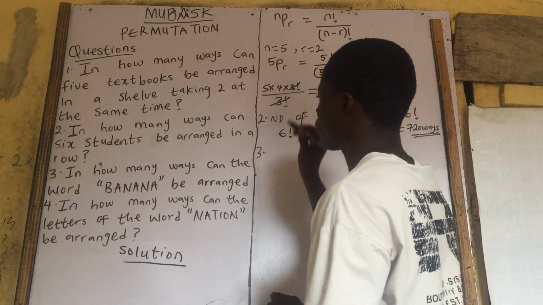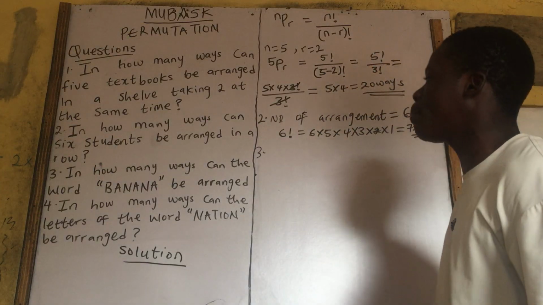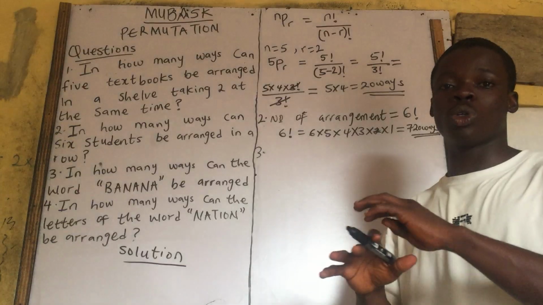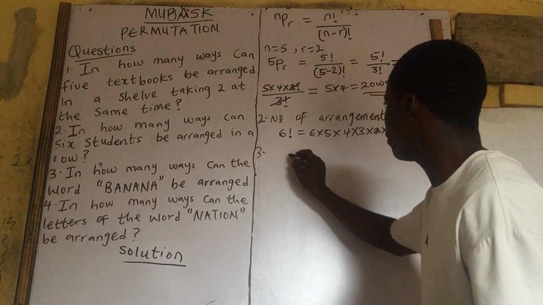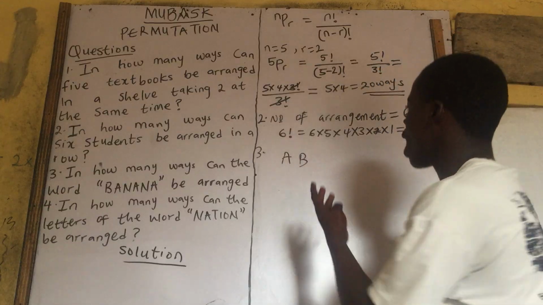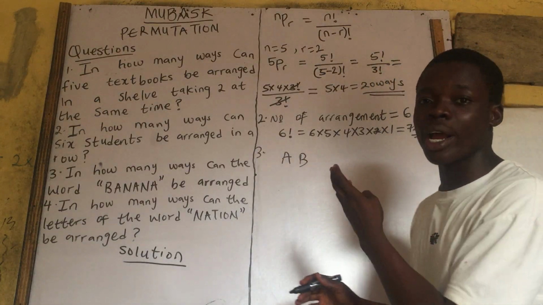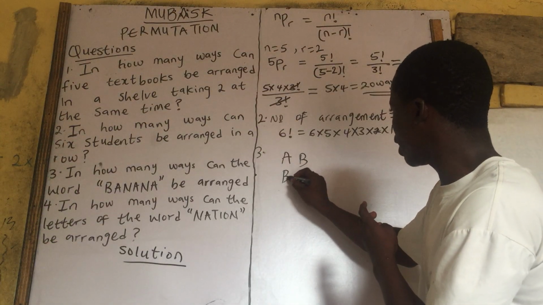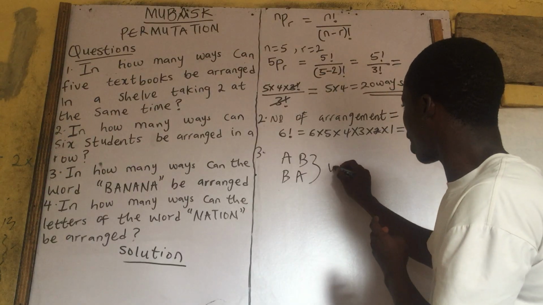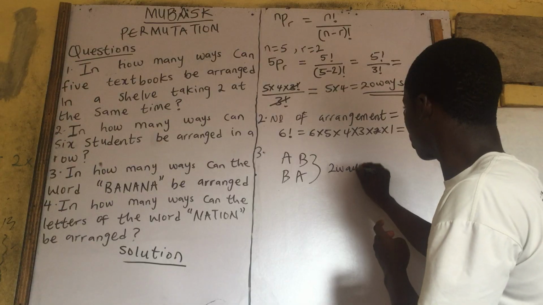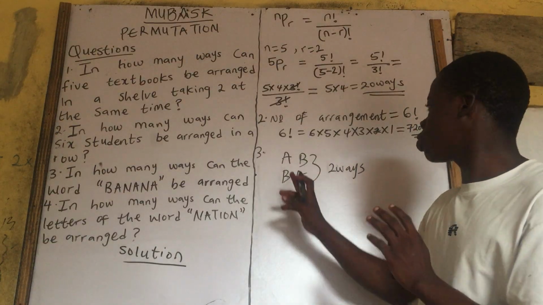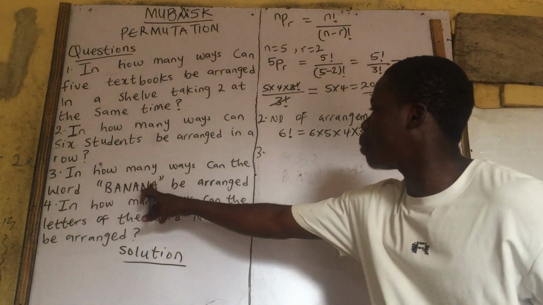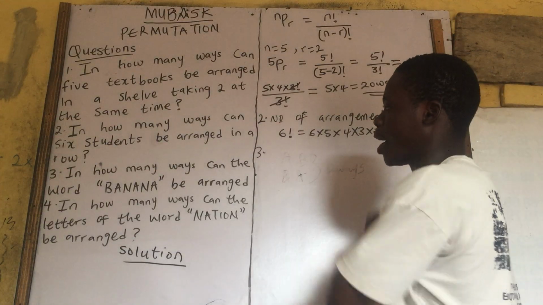Question 3. In how many ways can the word banana be arranged? When it comes to arranging a word, for example, if they say A, B, in how many ways can we arrange A and B? We can arrange them as A, B, or B, A. We can use 2 ways to arrange A, B. That is just it. But here, they are giving us banana. In how many ways can we arrange the word banana?